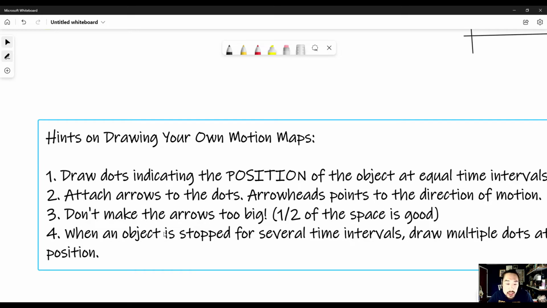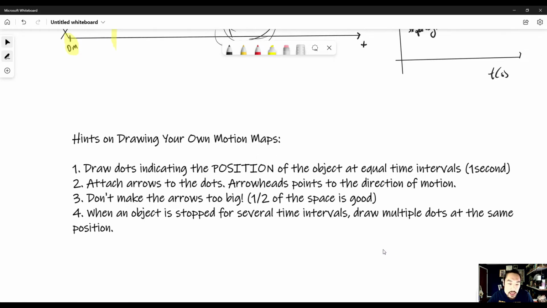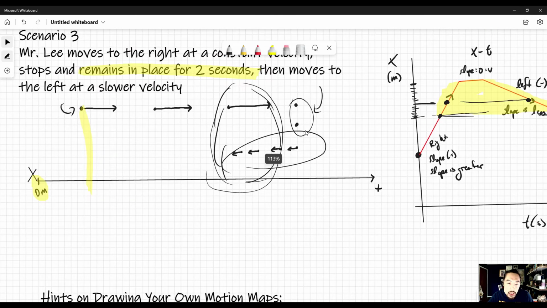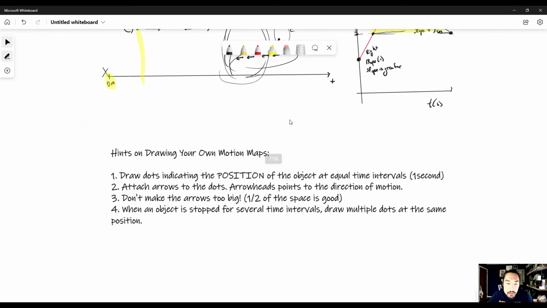And when an object is stopped at several time intervals, draw multiple dots at the same position. We saw that over here when the object was at rest for 2 seconds. All right, and that's that.